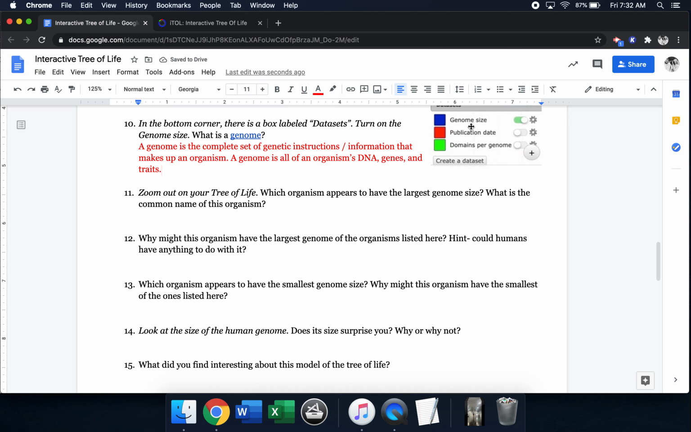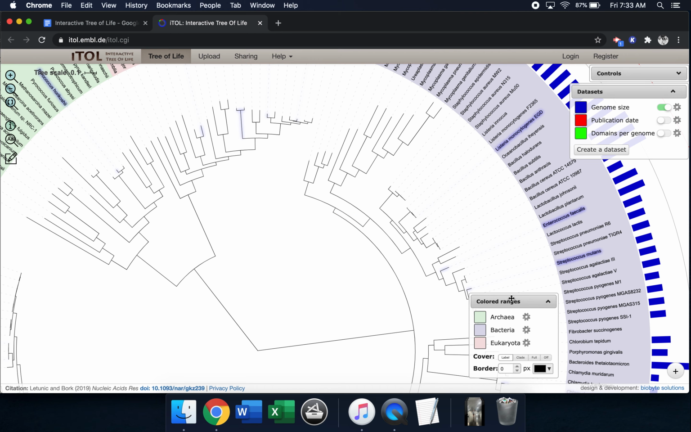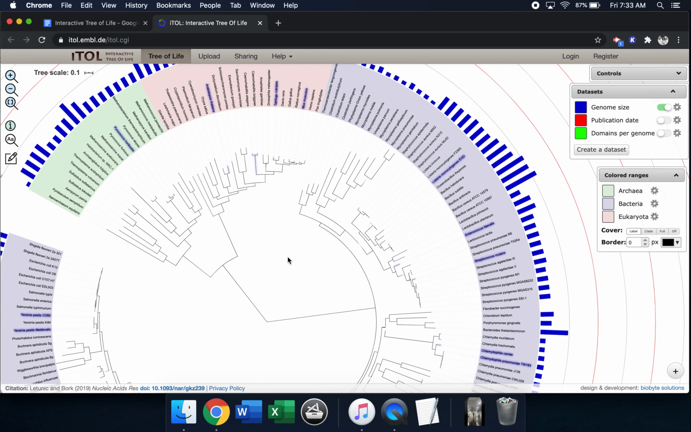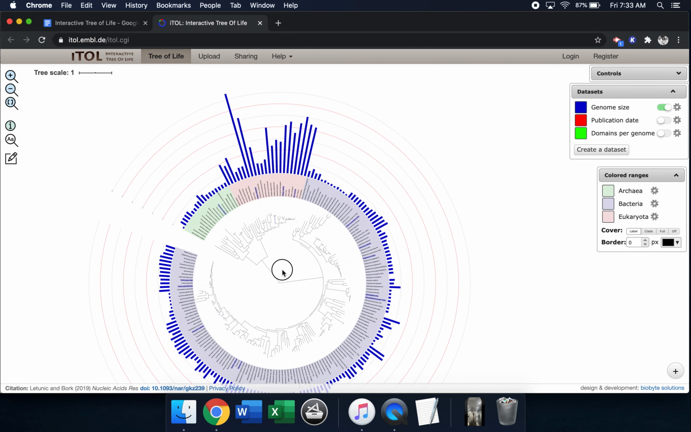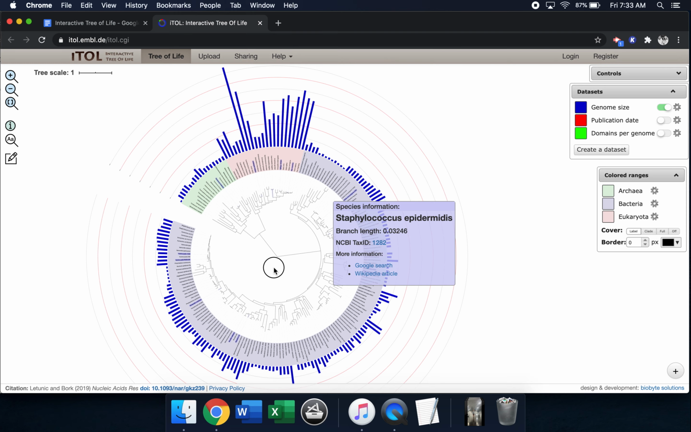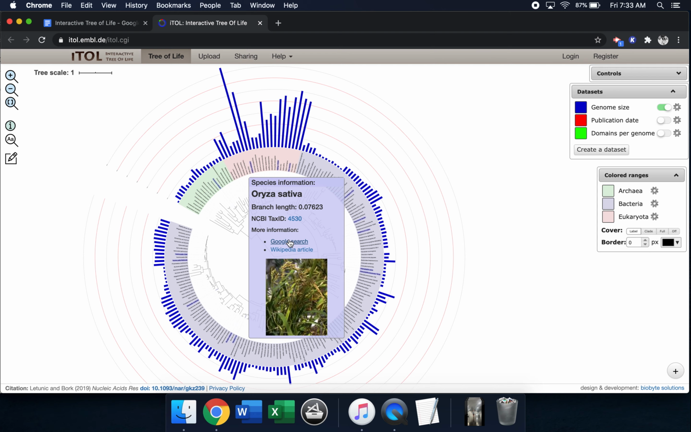All right, so it wants me to turn on the genome size. And it's going to ask me to zoom out. And which one has the largest genome and what's the common name of this organism? So I'm going to turn on my genome size like it asked. I'm going to move these out of the way just so we can't see them as well. I'm going to zoom out. Ooh, goodness. Okay, and do you see how these blue lines showed up? Those blue lines were not there before. There we go. It's pretty clear which one is the largest. It's this guy over here. And if I trace that back to the name, that's the rice.